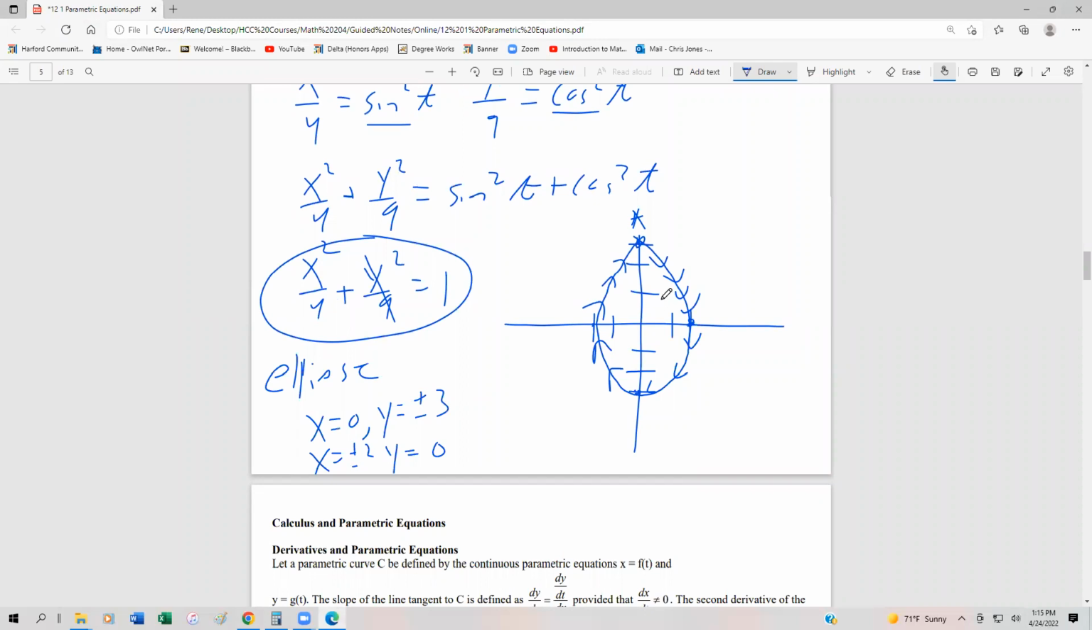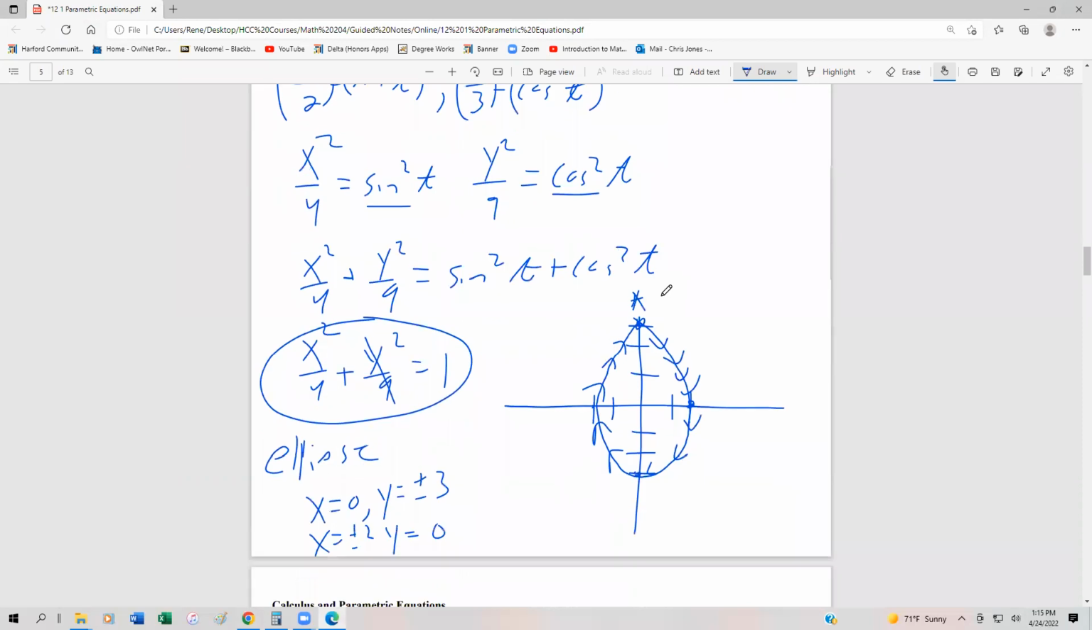So that's how we can eliminate the parameter. A couple sneaky ways, but pretty cool that we're able to do this. So we're going to continue our study of parametrics with moving into calculus in the next video.